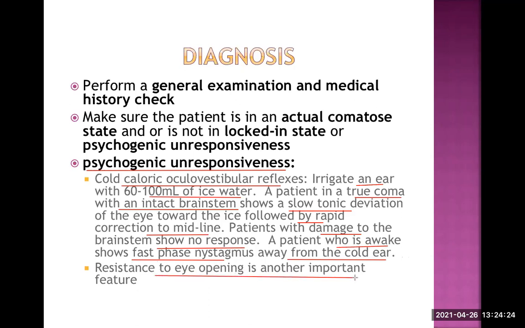Resistance to eye opening is another important feature. A person in coma doesn't resist, cannot resist actually. You can easily open the eye and see the pupil. But a person who is in conversion disorder will resist the opening of the eye. This is another important clue.